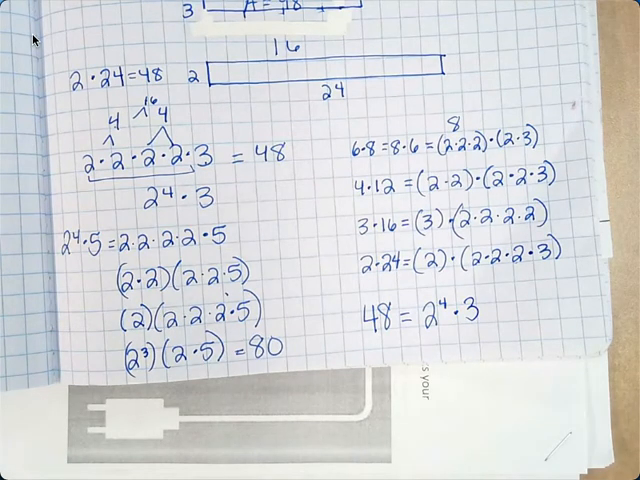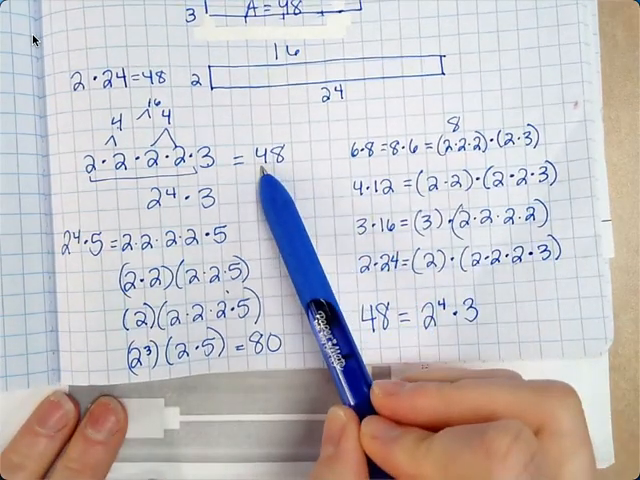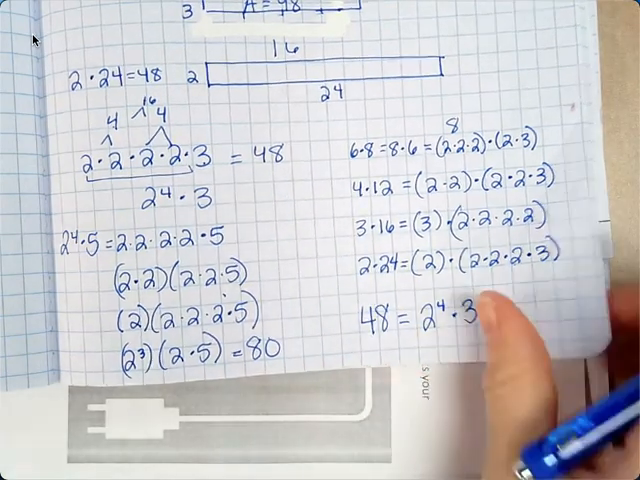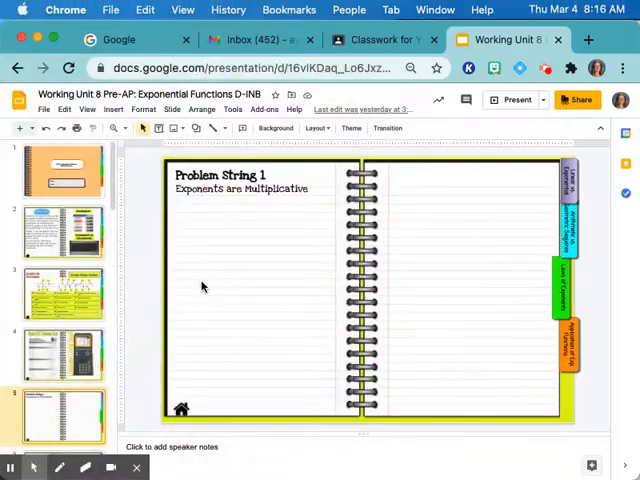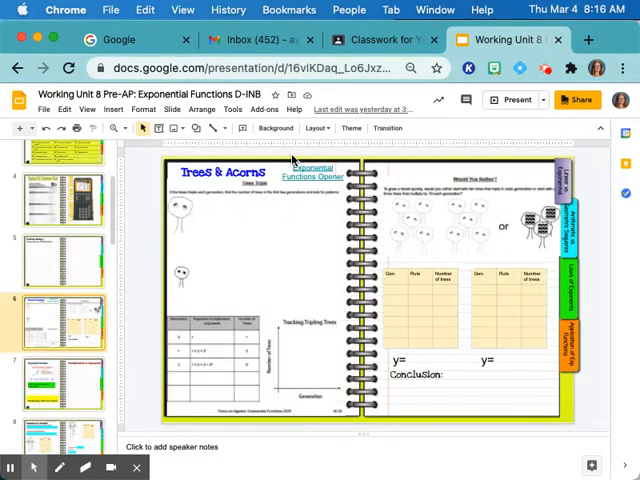So exponents help us with efficiency. Writing all these out wasn't very efficient, was it? No. But it showed us that you can write a number like 48 in many different ways as products. Okay, so let's look at, you will end up putting a picture of this in your digital journal. Let's look at trees and acorns.